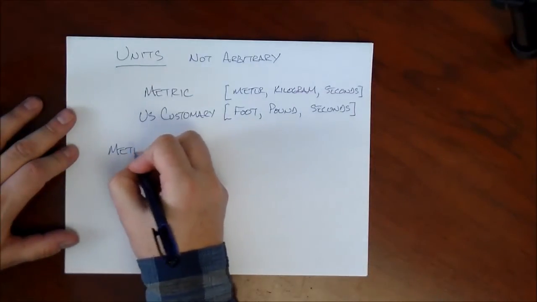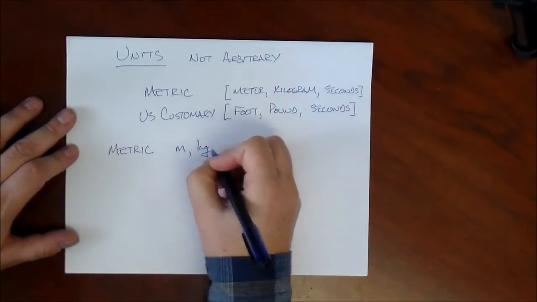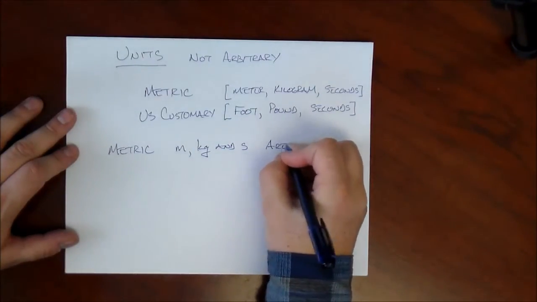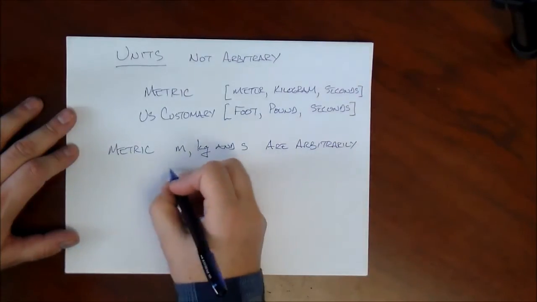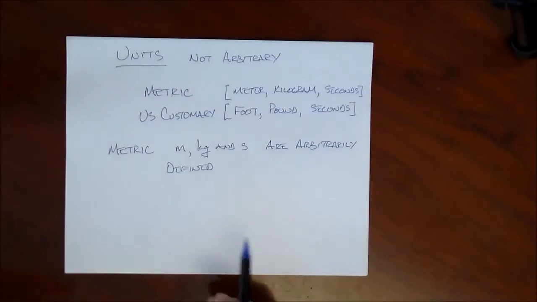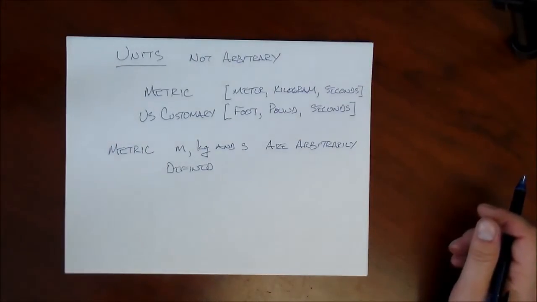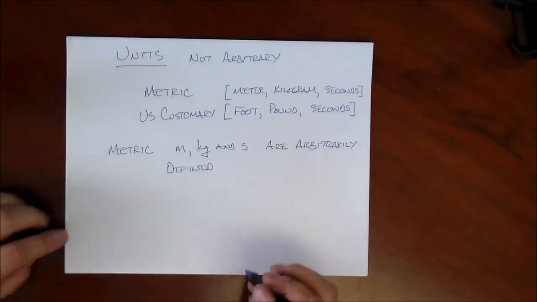More on the metric system. Again, meters, kilograms, and seconds. These are all arbitrarily defined. For example, a kilogram is defined as the mass of a certain block of platinum of certain dimensions. The second is defined as the time it takes for a certain material to oscillate a certain number of times at a certain temperature. Things like that. So they're defined in that way.